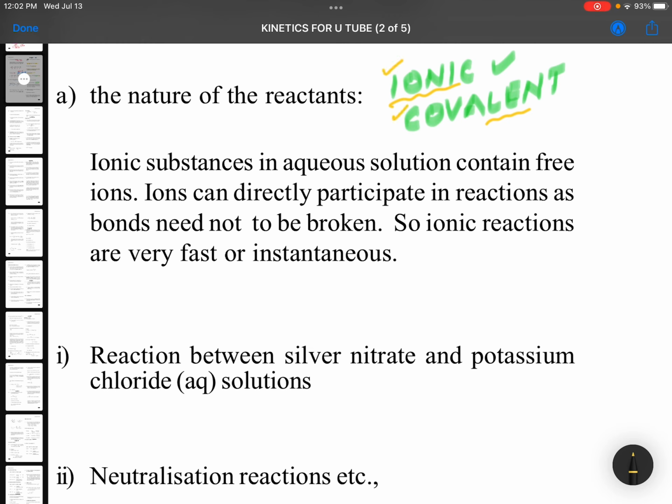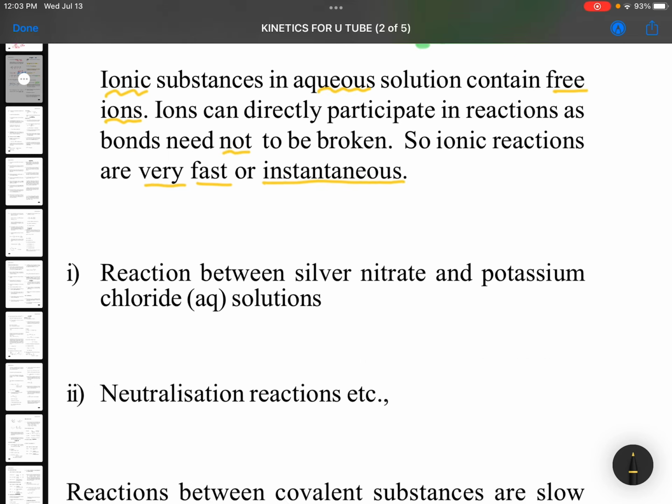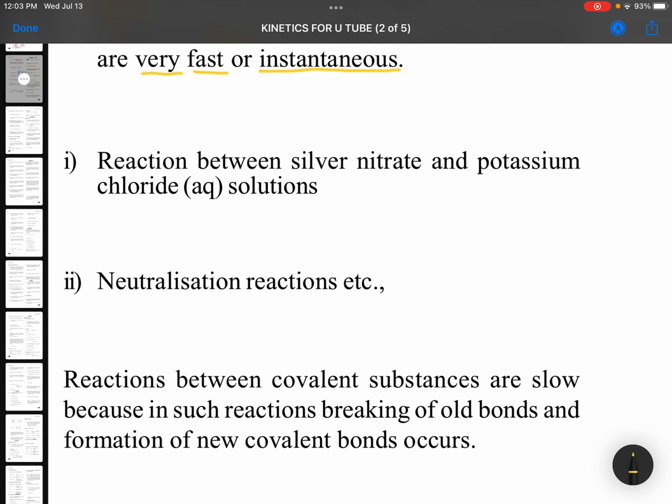Covalent reactions are slow, that is mentioned here. You can see ionic substances in aqueous solution contain free ions, so ions can directly participate in reactions as bonds need not be broken. That's why ionic reactions are very fast, or you can say instantaneous reactions. Most laboratory reactions are ionic reactions, and you are getting those reactions very fast. Example: reaction between silver nitrate, AgNO3, and potassium chloride, KCl, gives rise to AgCl. Formation of silver chloride precipitate happens within no time.